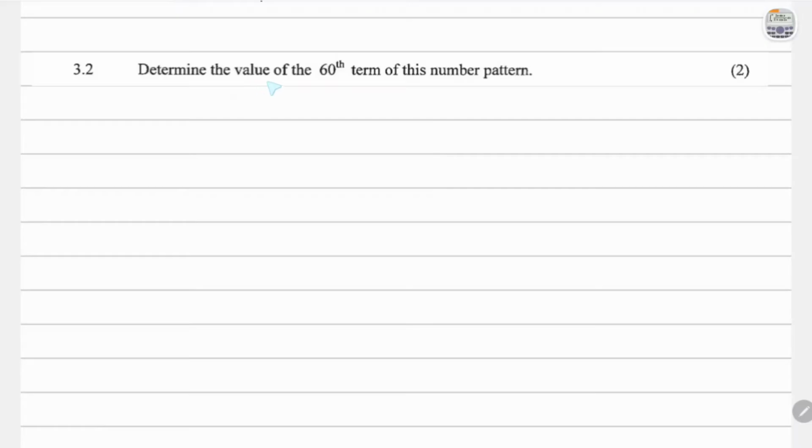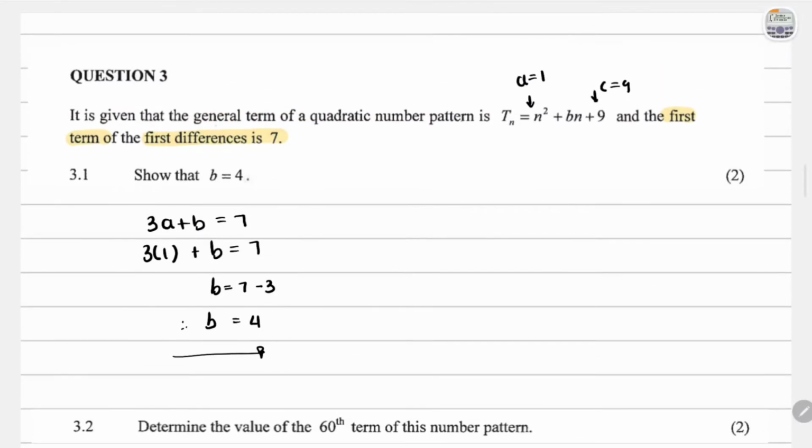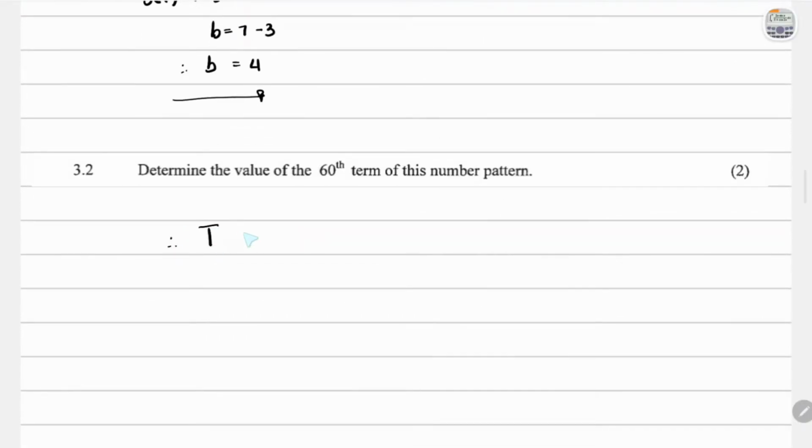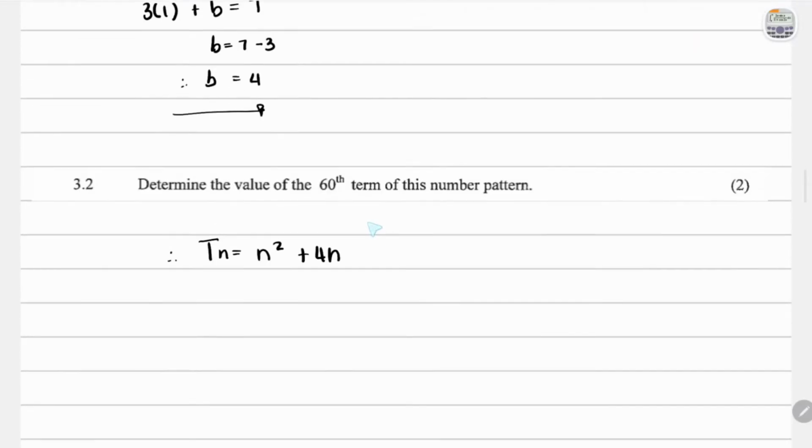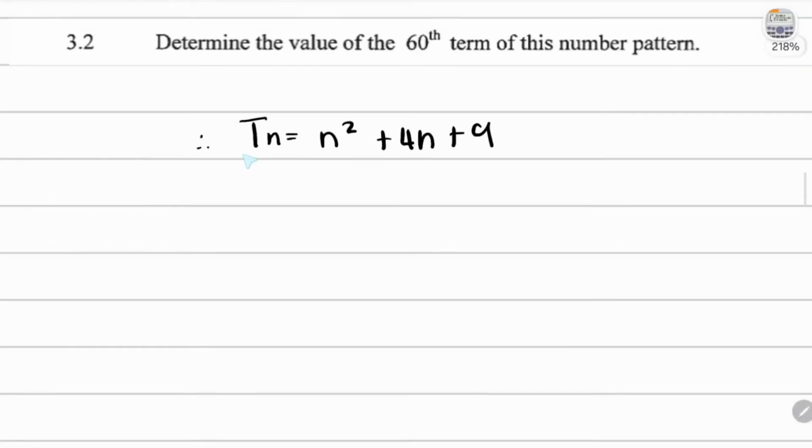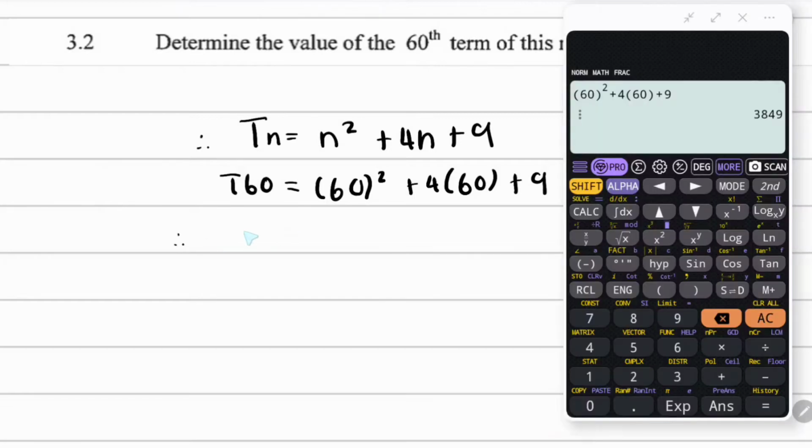Question 3.2 says, determine the value of the 60th term of this pattern. Now we have the complete pattern. We can say Tn is equal to n squared, and now we know what B is, so plus 4n, and that was still plus 9. And we just have to find term 60. So say T60, and in place of n, substitute 60. So 60 squared plus 4 times 60 and plus 9. Therefore, term 60 is equal to 3849, and that is our answer.